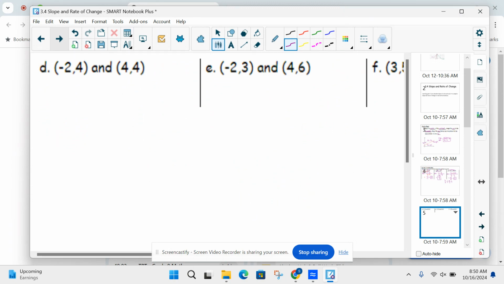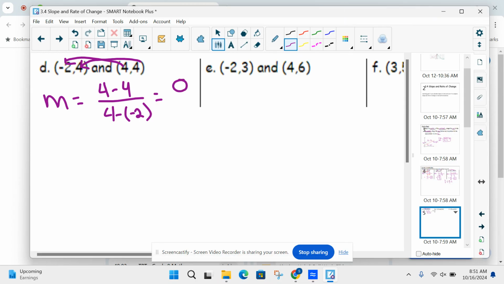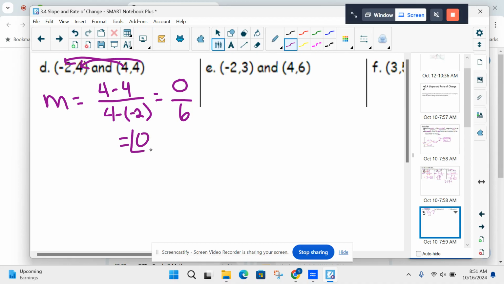For part D. So let's do m equals y2 minus y1, 4 minus 4 over x2 minus x1, 4 minus negative 2. So 4 minus 4 is 0, and then 4 minus negative 2 is 6. But what is 0 over 6? It's 0. So what happens if the slope is 0? Yeah, Ellen? It's horizontal. Okay, so let's write that down.